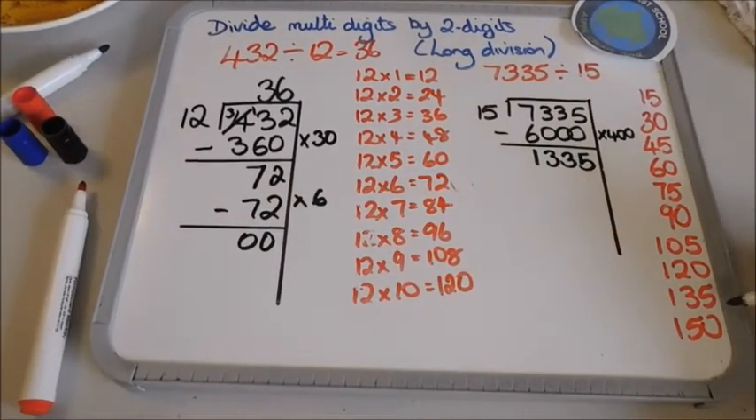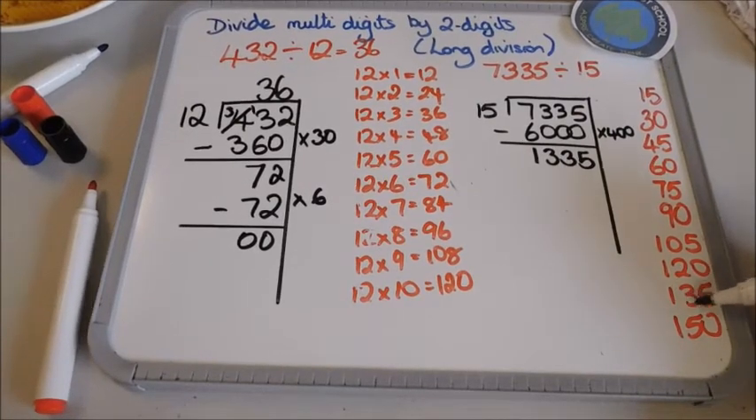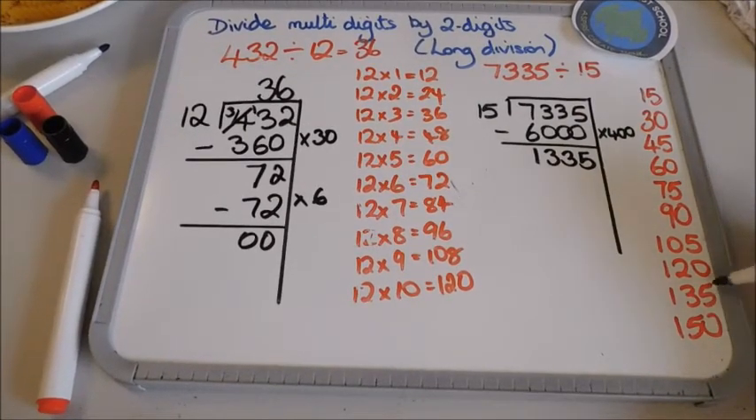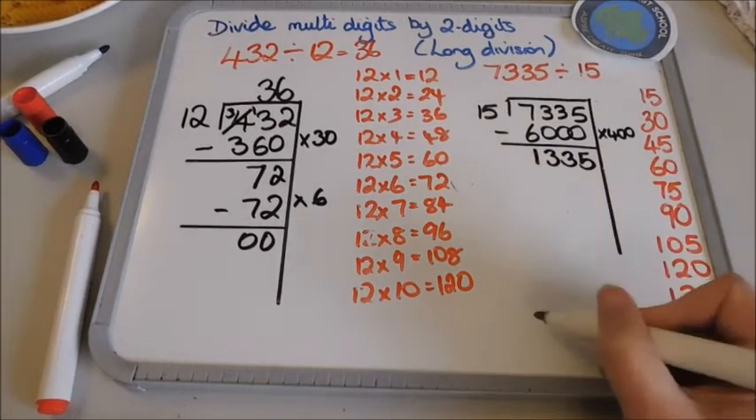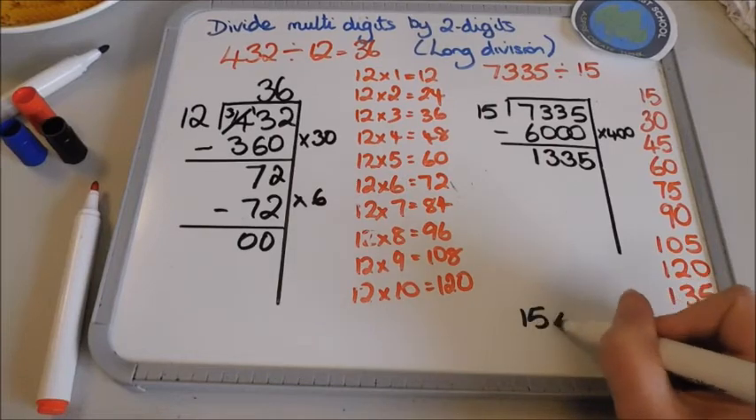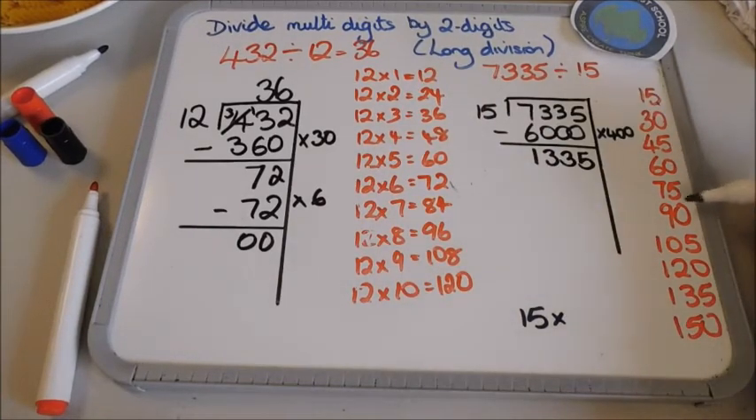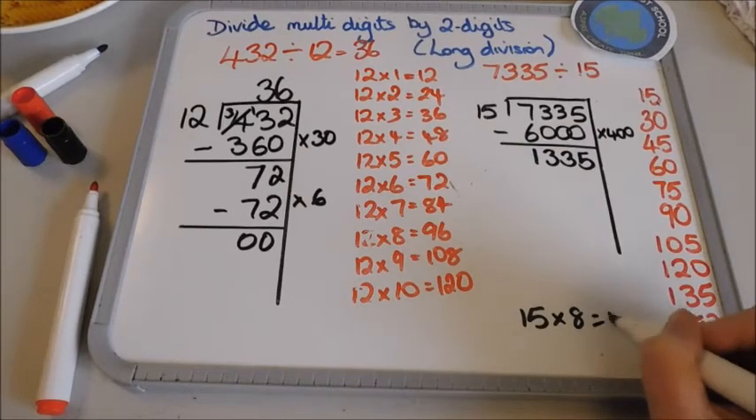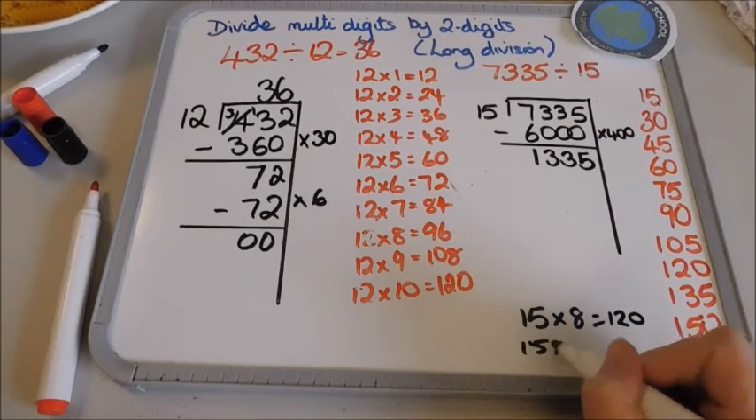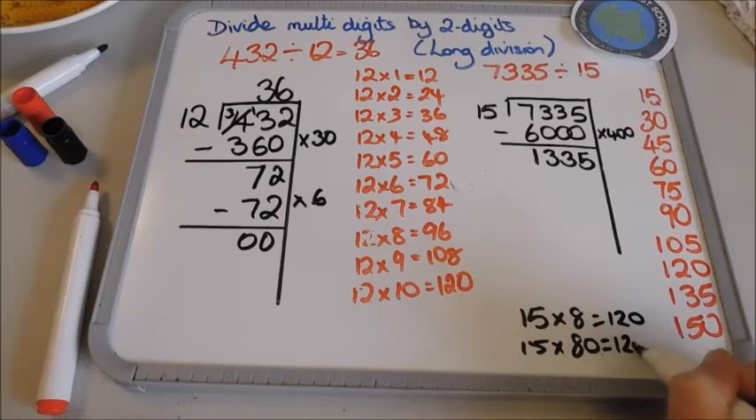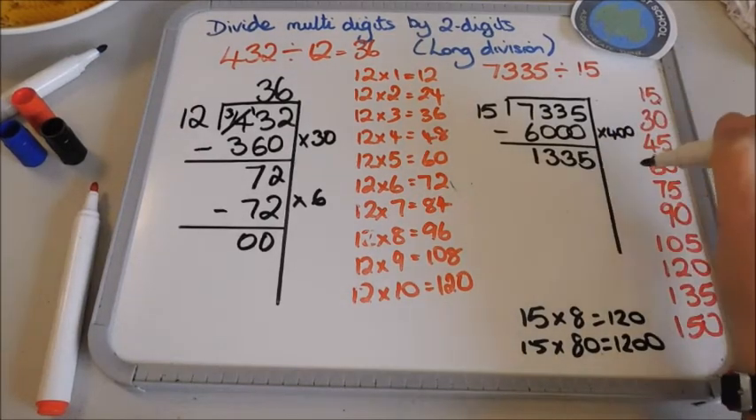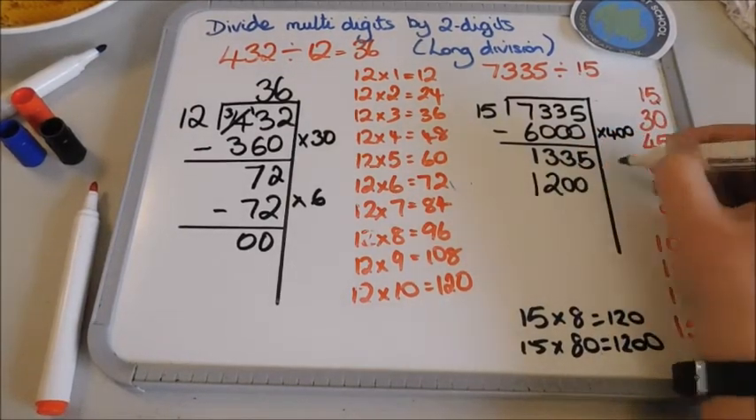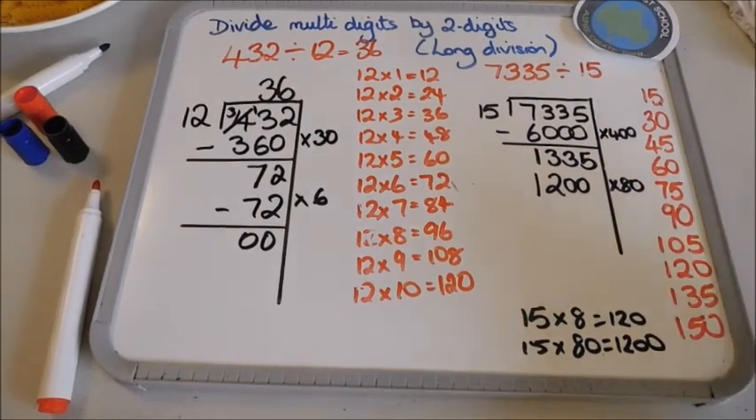If I took 135, that is 11 lots of 15. So 110 lots of 15 will make that 10 times bigger. That's 1,350. That's too much. So let's go with this. 15 times 1, 2, 3, 4, 5, 6, 7, 8 is 120. So 15 times 80 is 1,200. So we're going to use that 1,200, which was times 80.